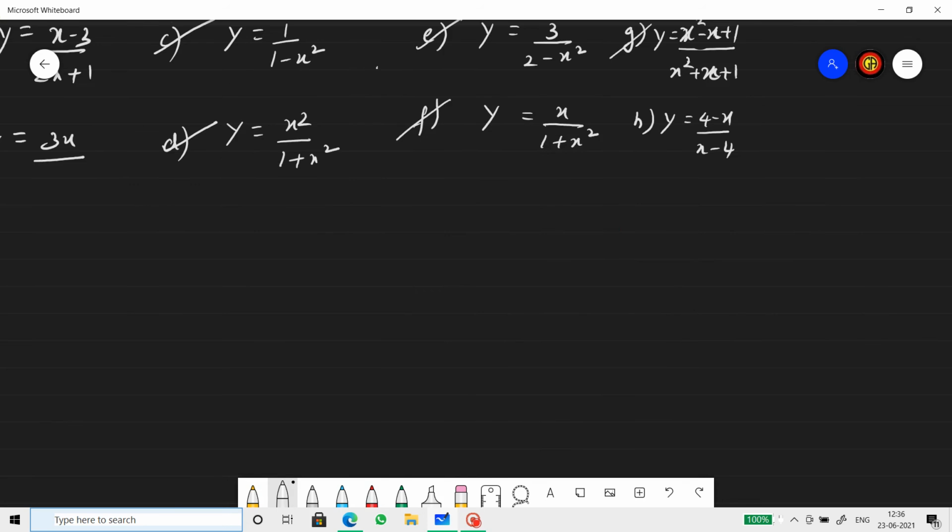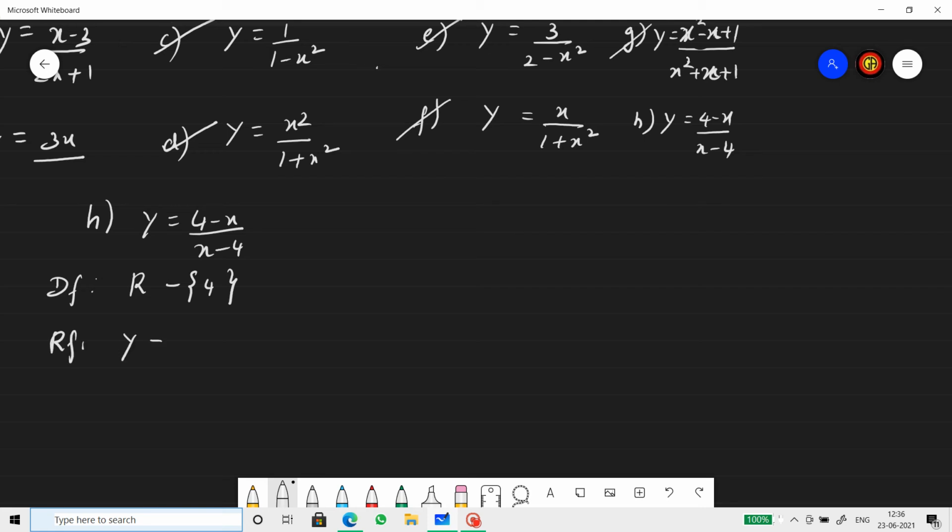So the last sum in today's class: y is equal to 4 minus x by x minus 4. Alright. Now, 4 minus x by x minus 4, what is the domain? I think you can say this, right? Domain is all real numbers except 4. I'm writing it straight away without any steps, because x minus 4 is not equal to 0, so x is not equal to 4, real numbers other than 4.